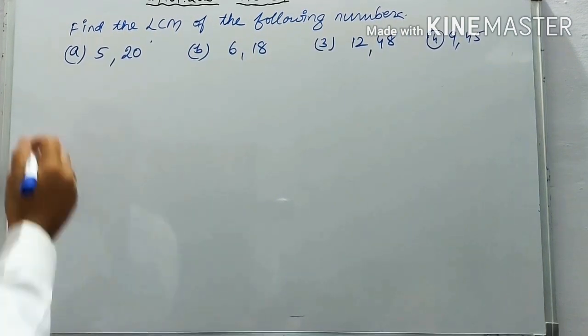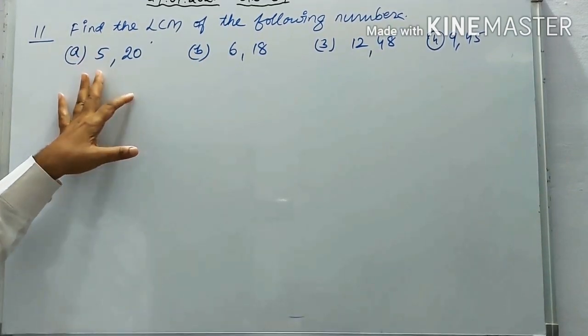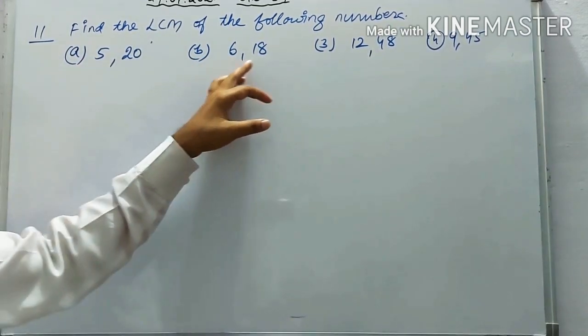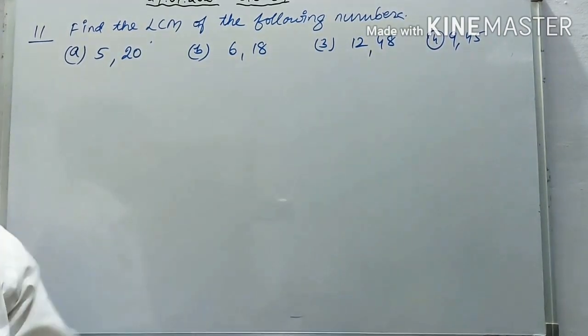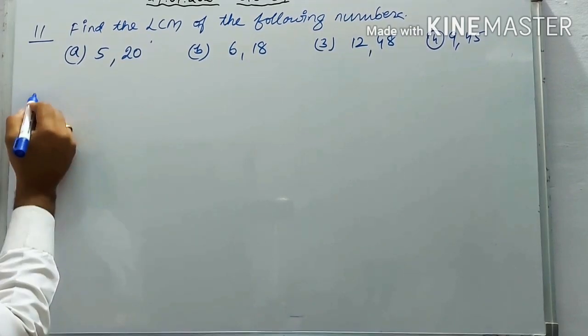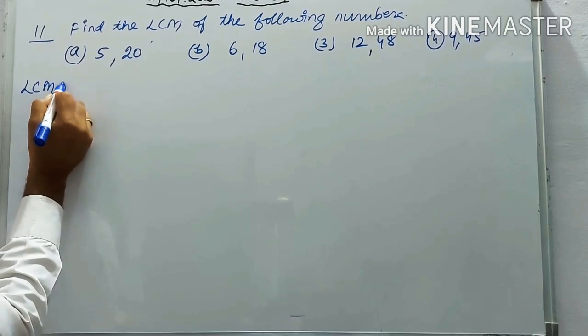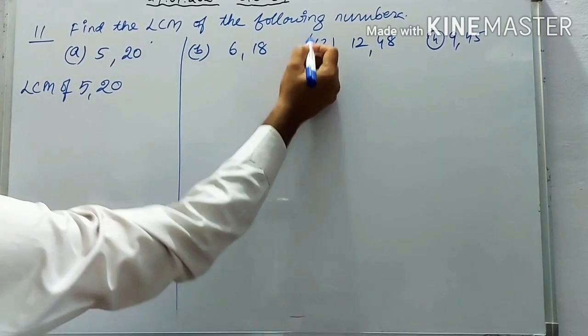Now next, question number 11. Again you find the LCM of the given numbers. First is 5 and 20, second is 6 and 18, third is 12 and 48, and 9 and 45. Okay, and then the question is, what do you observe in the result? After finding the LCM, you observe the result. First will be the LCM of 5 and 20.